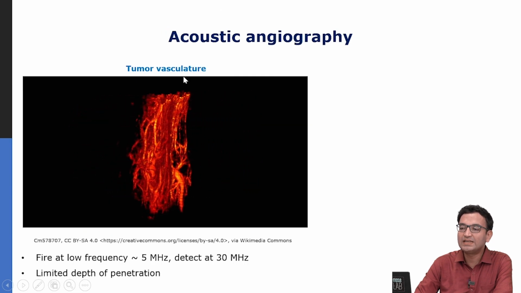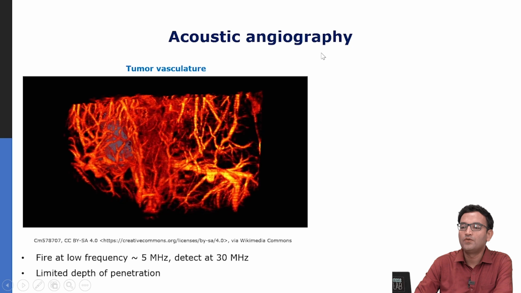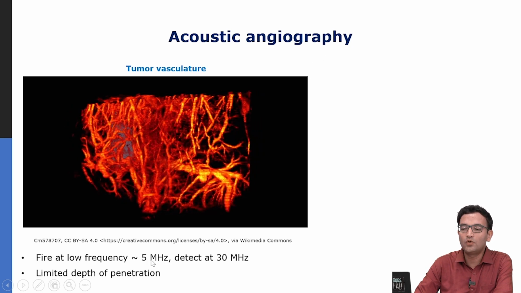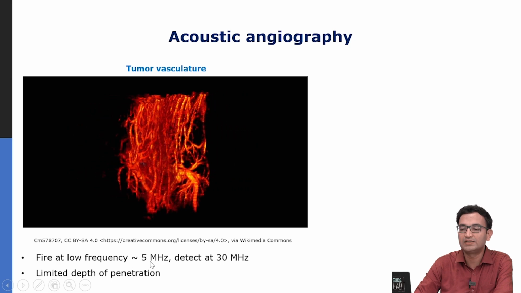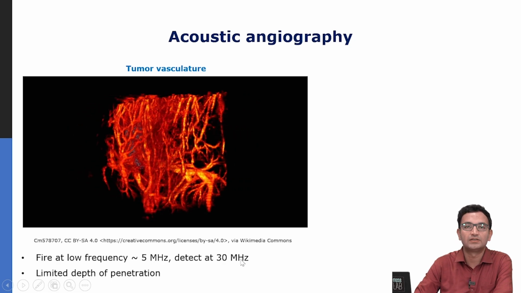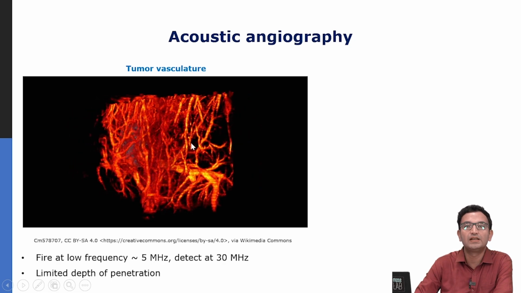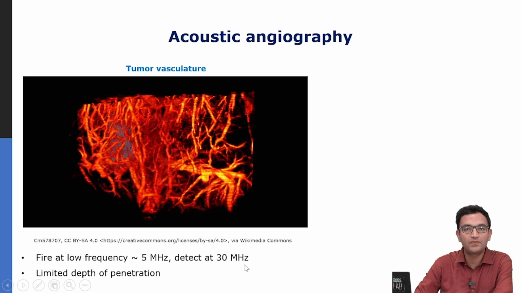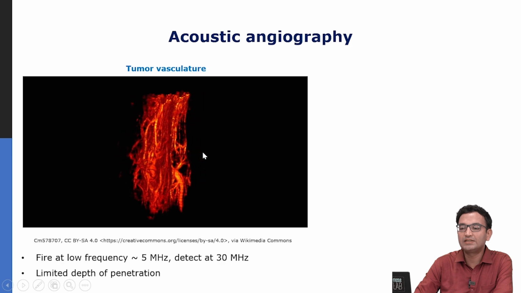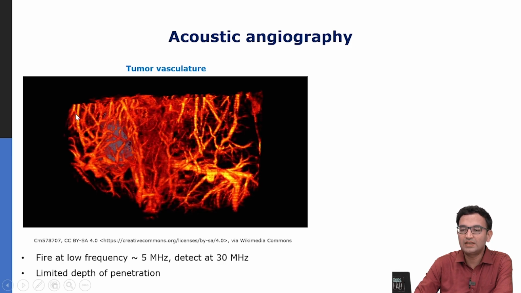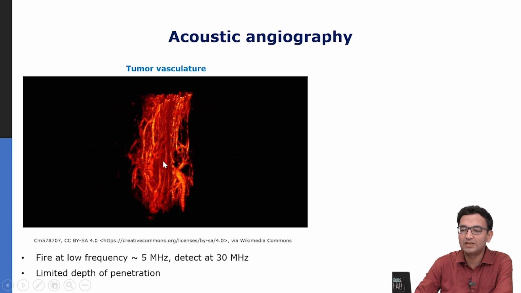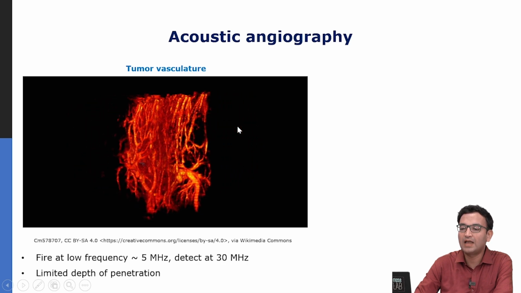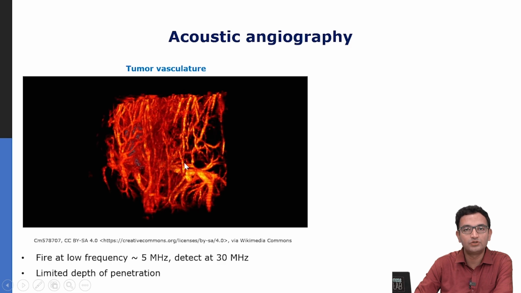There's another very interesting technique called acoustic angiography, which relies on the nonlinear response of contrast agent, in which you fire at low frequencies, let's say about 5 megahertz, and you detect at 30 megahertz. So this is some high frequency signal which is generated because of nonlinearity, and because this signal is at high frequencies, it generates very high resolution. As you can see, these blood vessels, which are very small, are being visualized with great resolution here, and that is the advantage of acoustic angiography.